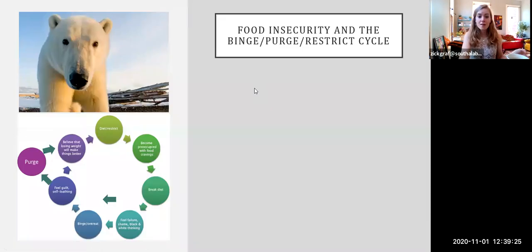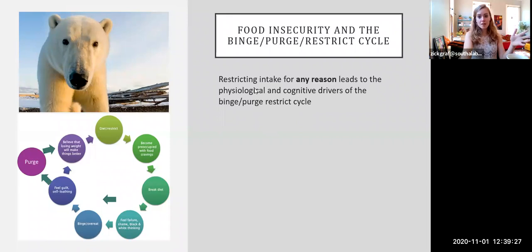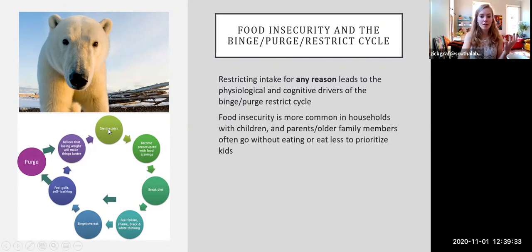Getting back to food insecurity, restricting your intake for any reason creates the conditions that lead to the binge, purge, restrict cycle. Restricting food because you're food insecure and you have children in the house. As the adult, you're usually the one who undereats or skips a meal so that the kids can eat. That leads to restriction, food cravings, preoccupation, pressure to break your diet, guilt and shame about breaking your diet, not because of weight loss motivations, but because the reason you're not eating is so that your kids can eat.